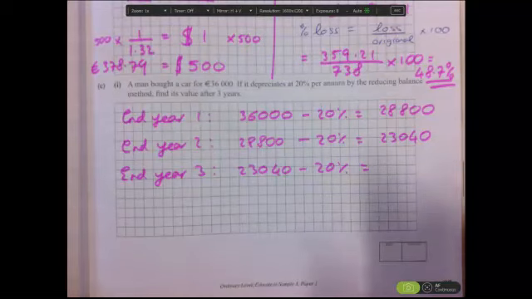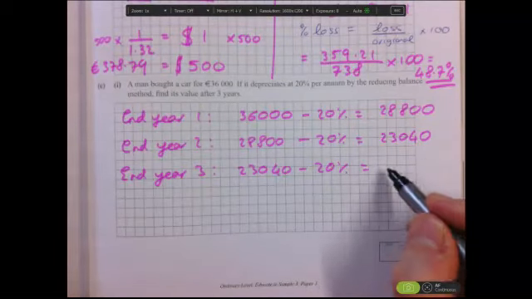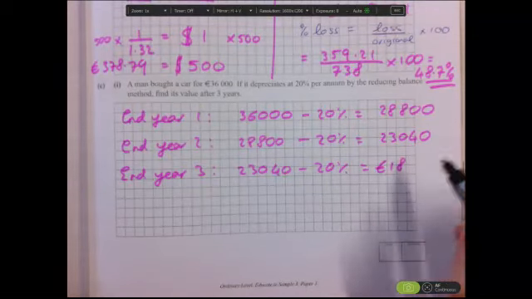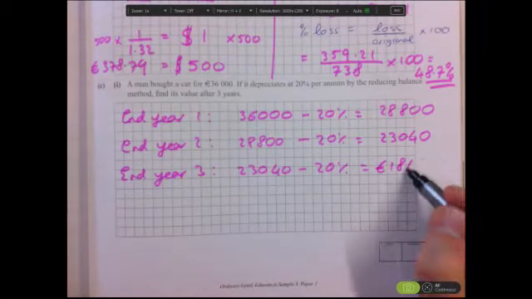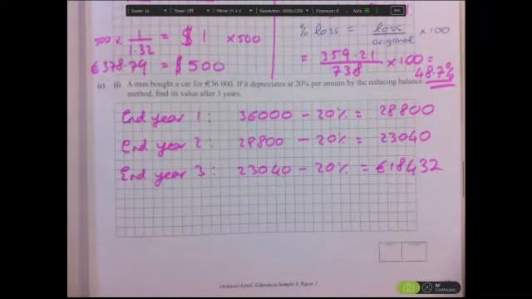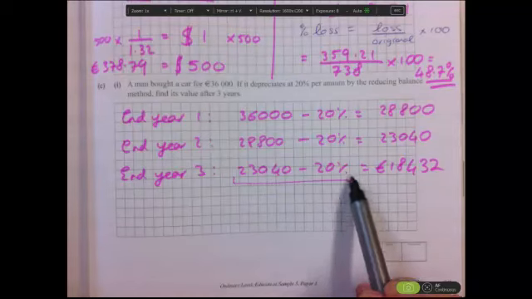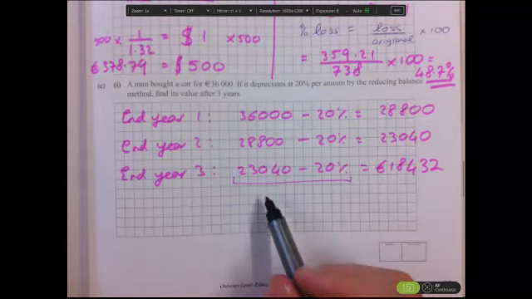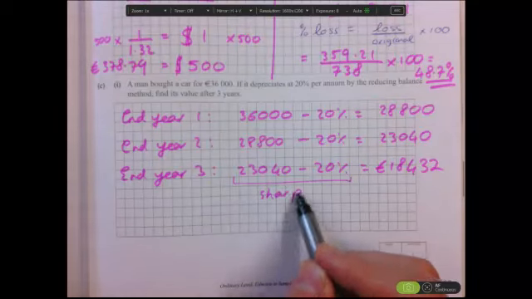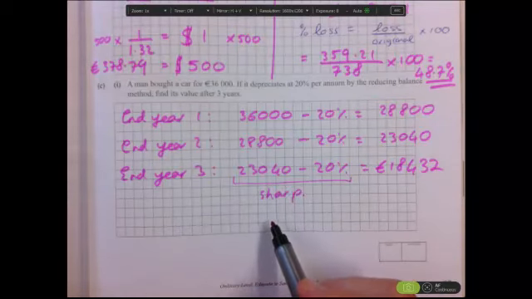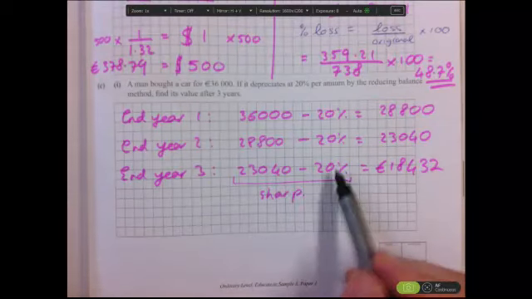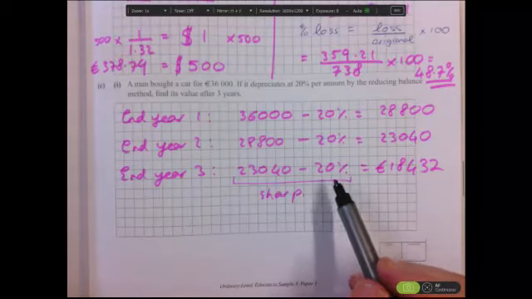And your answer there is going to be 18,432. Just in terms of taking off the 20%, some of you may have this is fine if you've got a Sharp calculator, but if you've got a Casio calculator, you won't be able to do this. Use the second function one to put in the percentage.